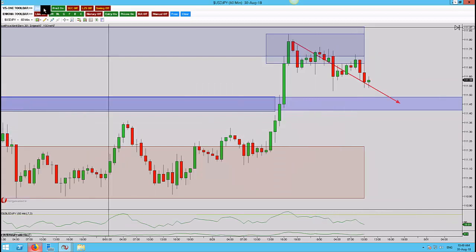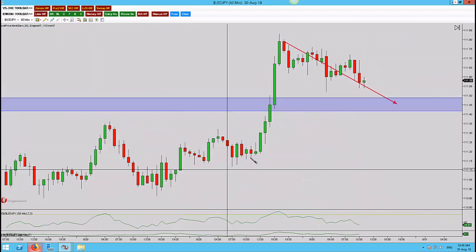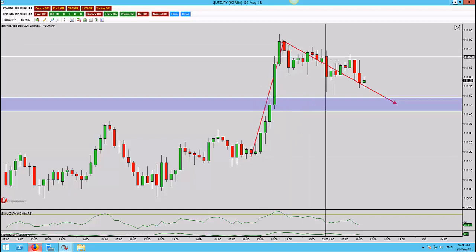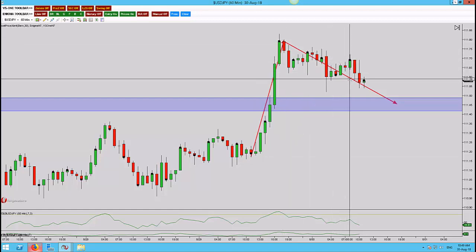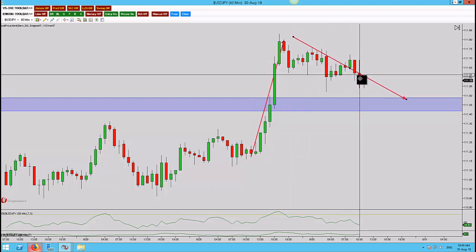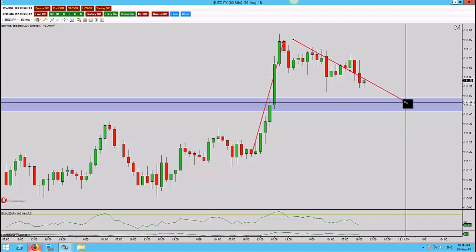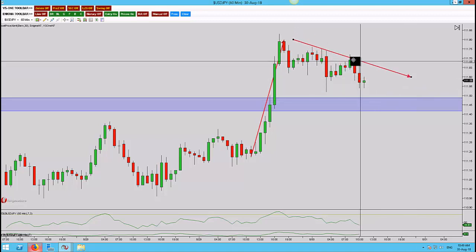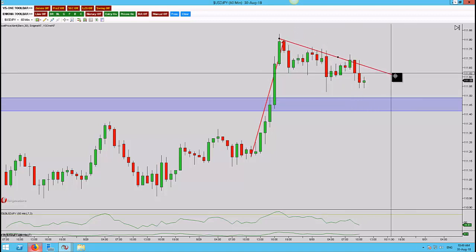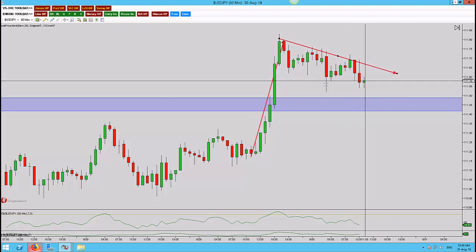Now here on the 60 you can see that we had the momentum move through, and this is where you can look at the flag pattern. I think I actually drew it out in the 15-minute, but this is how it looks.